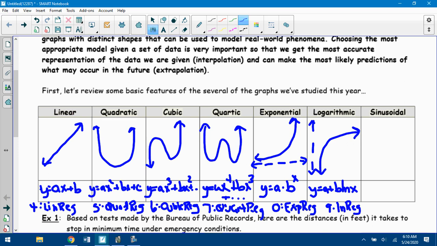E. And then sinusoidal graphs are the ones that go on and on forever. They're periodic. They can be sine or cosine. But we always use the sine graph. y equals a sine of bx plus c, plus d. And that is choice C in that list, which is SinReg.